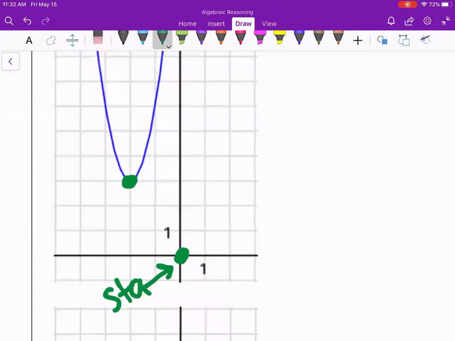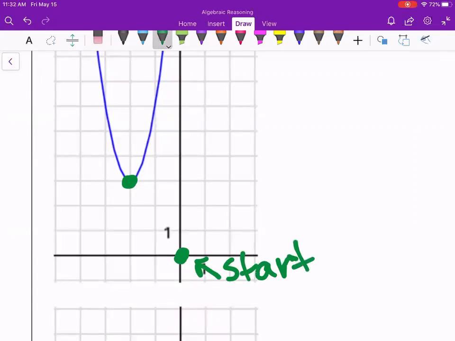Oh, can't really see that. So I'm going to erase that and make it a little bit easier to see. So to get from this starting vertex, how far do I need to move to get to the new position? So let's take a look. From start to finish, we had to move 2 units to the left. So 2 left. Okay, we moved 2 left. From there, we also had to move 3 up.